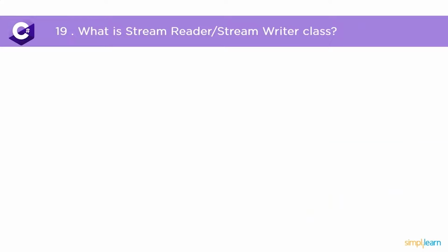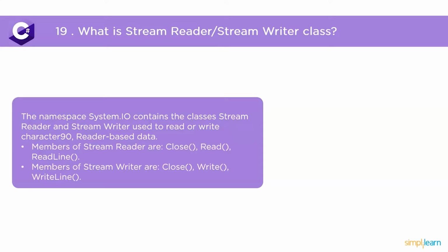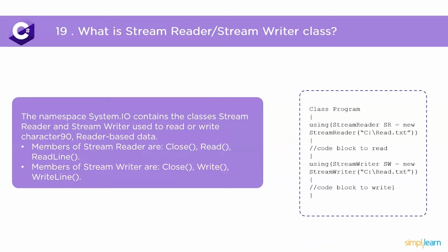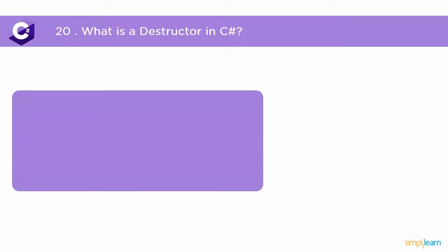The answer for this question is, the namespace System.IO contains the classes StreamReader and StreamWriter, which are used to read and write character-based data. Members of StreamReader are Close, Read, and ReadLine. Members of StreamWriter are Close, Write, and WriteLine. There is an example on my screen where you have a code block to read and a code block to write using StreamReader and StreamWriter. Now the next question, what is a destructor in C#?